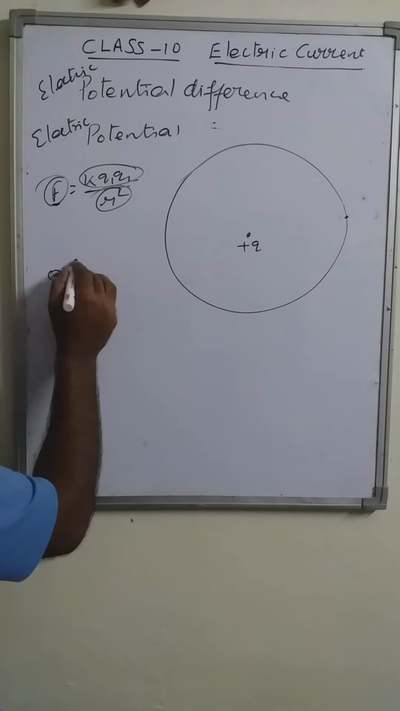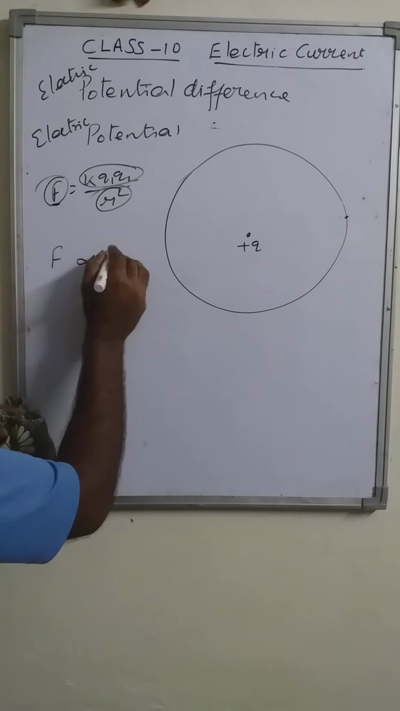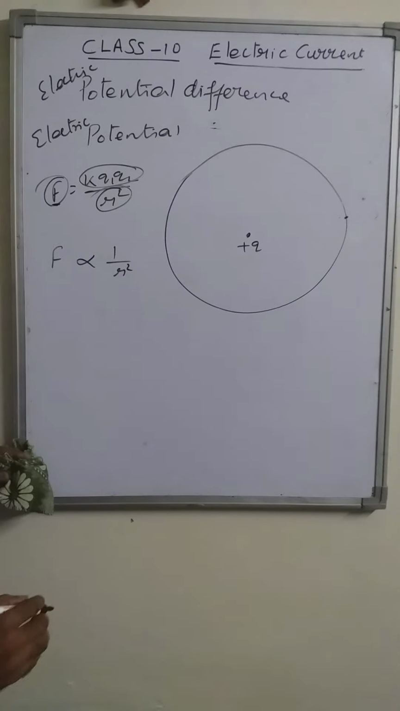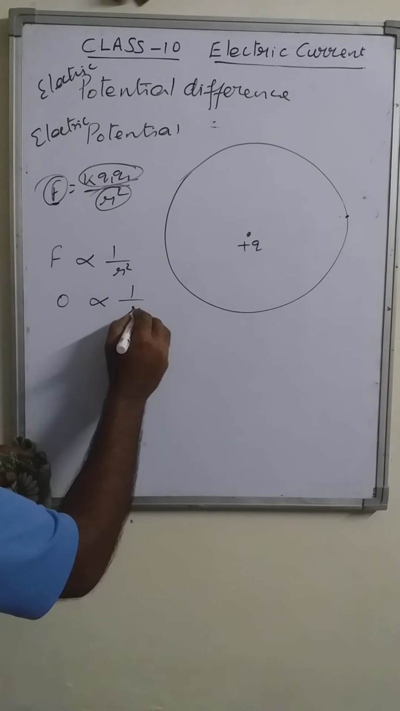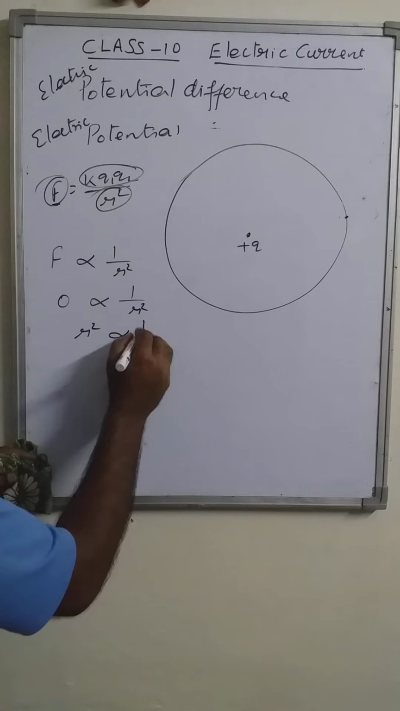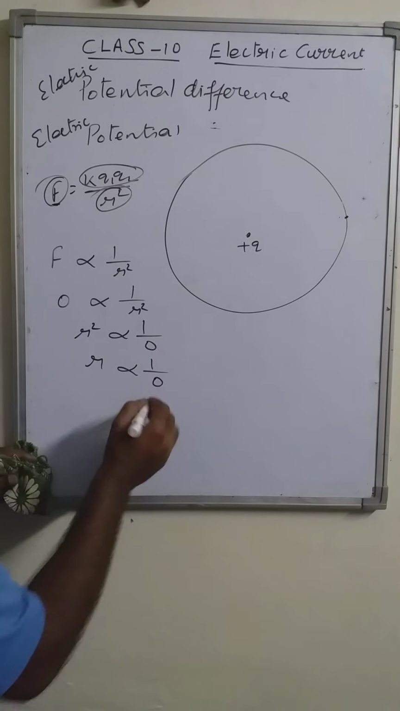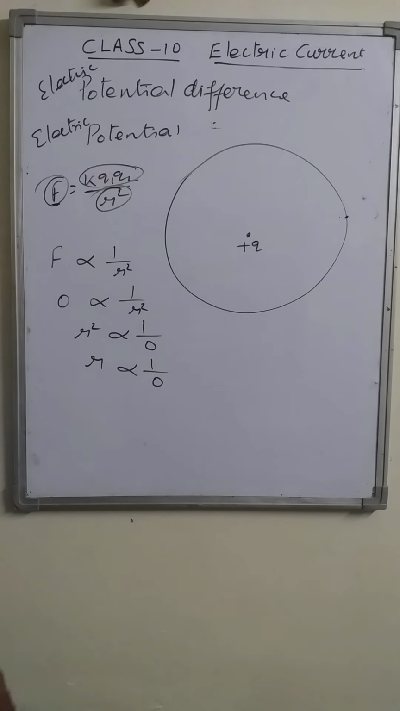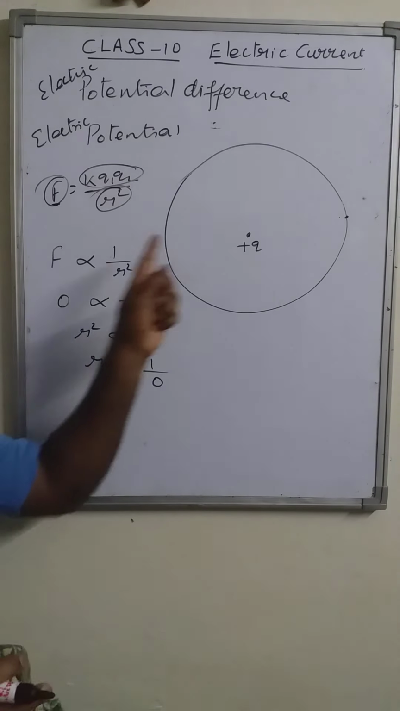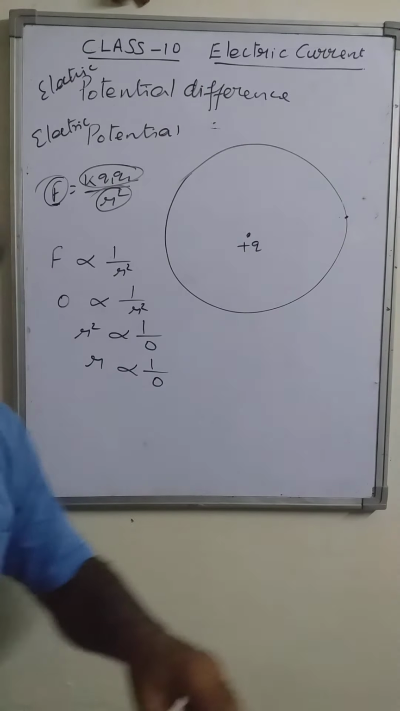So mathematically, F is proportional to 1 upon r square. For F to be 0, F is proportional to 1 upon r square, proportional to 1 upon 0, so r is proportional to 1 upon root 0, that is 1 upon 0, that is infinity. It means to make the force 0, the distance should be infinity.